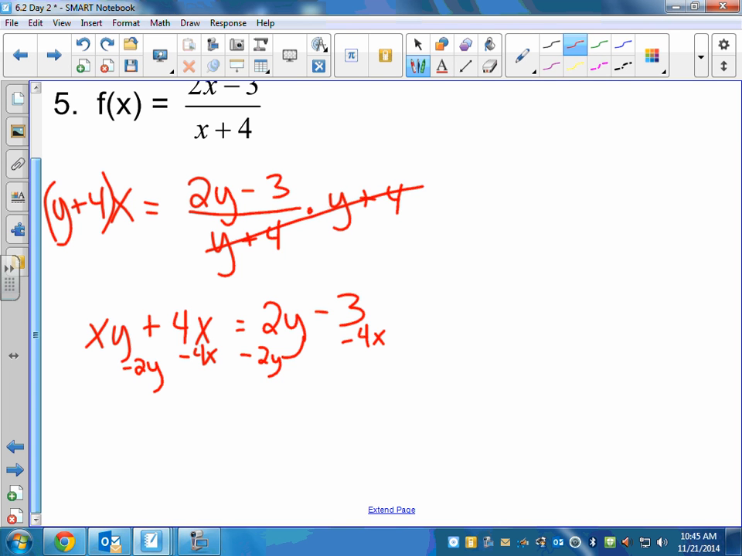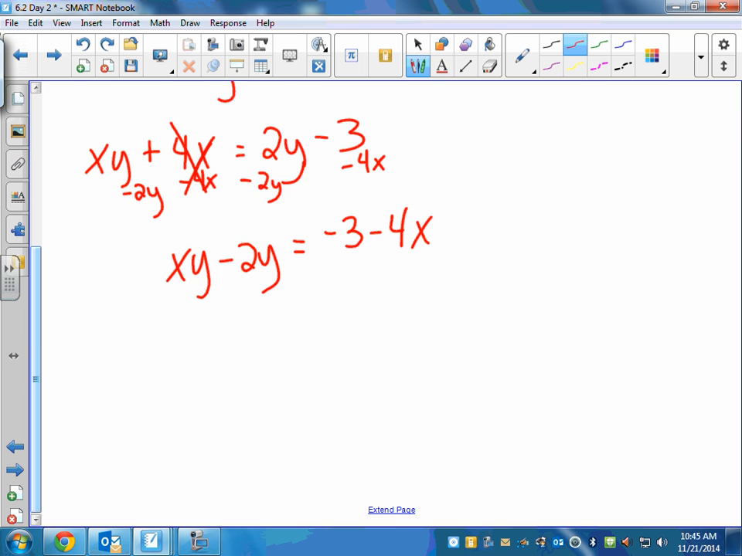Oh, you're going to get... But then you get this divided by x. So your answer is going to be way uglier than my answer. But we can look at it. I think if we do this, now I have negative 3 minus 4x on this side, and xy minus 2y on this side. You with me to there?